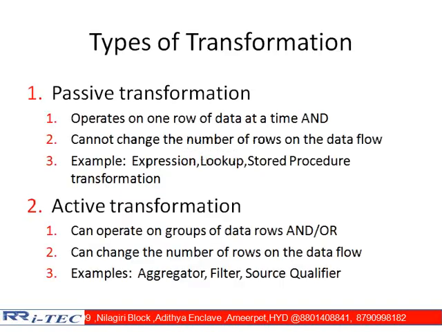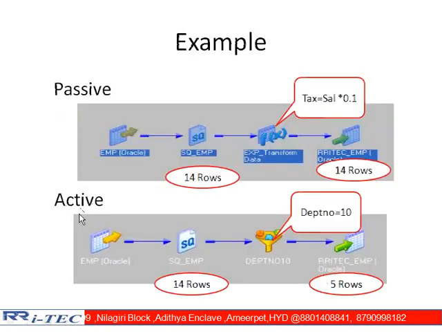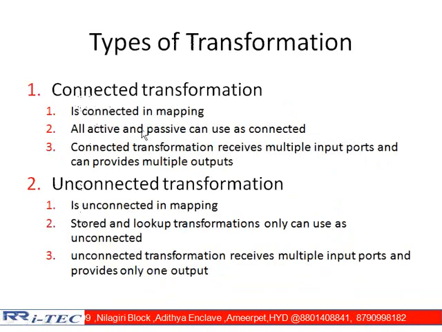Introduction about the transformations. Transformations are nothing but converting one form of data into another form. Now these transformations have 4 properties. One property is called passive, second is active, third is connected, and fourth is unconnected.